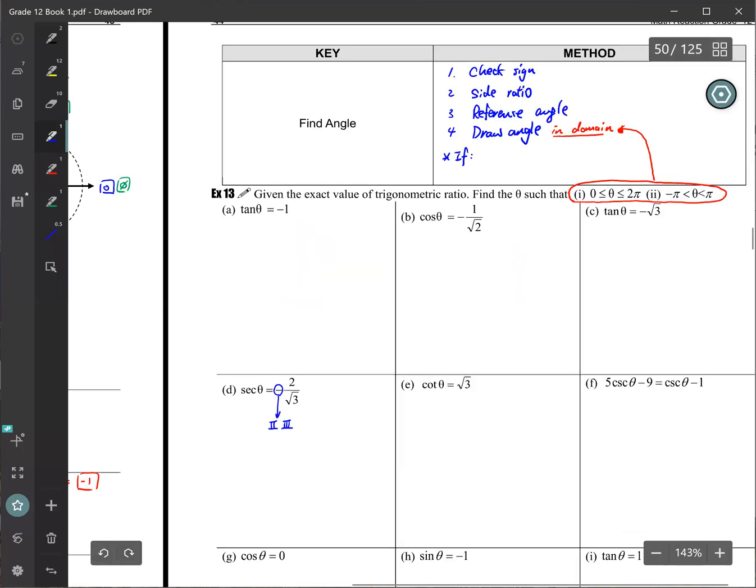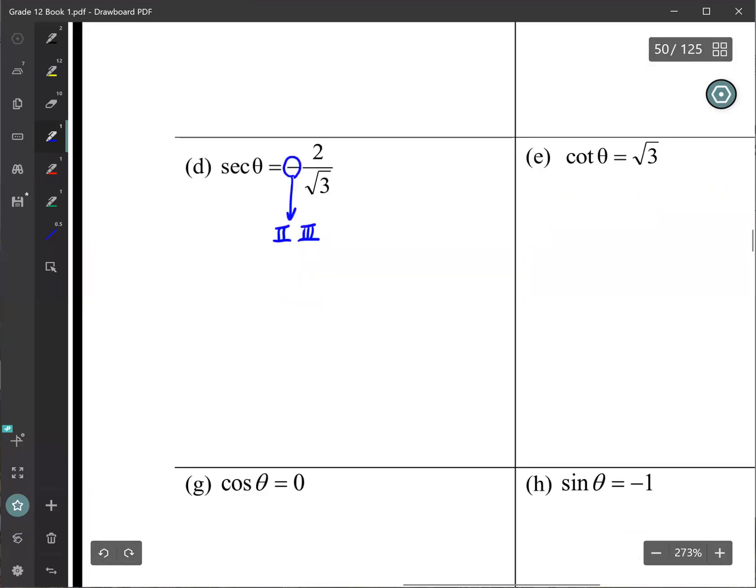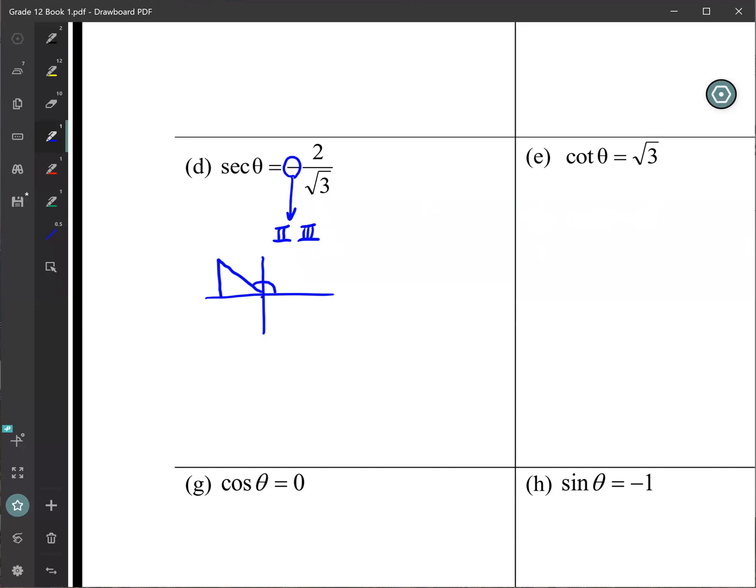Now let's put the side ratios into the picture, okay? We'll draw quadrant 2. Quadrant 2 will be here. Angle will be there. That's our first angle. Second angle, it will turn to 3, so it'll be this part, quadrant 3.